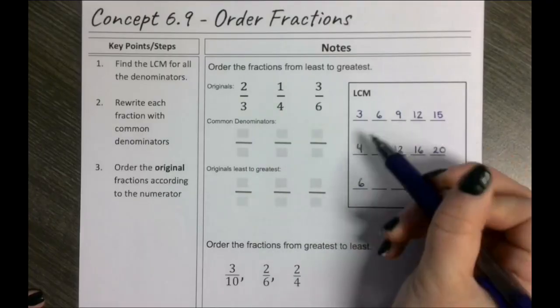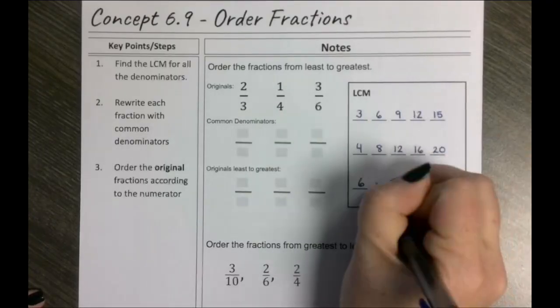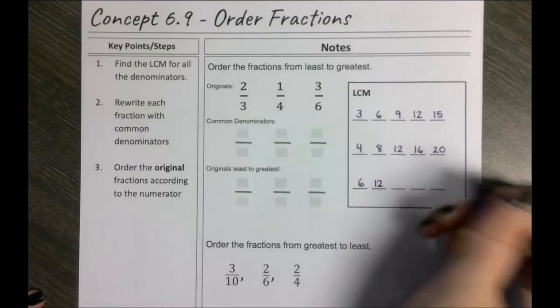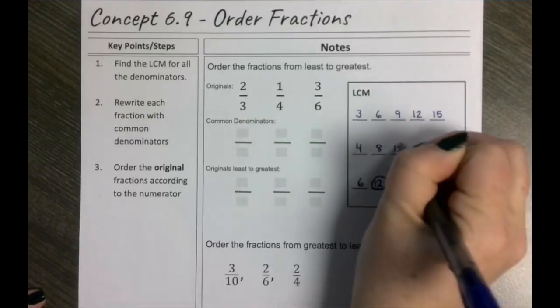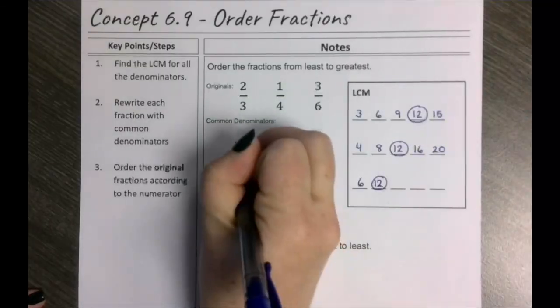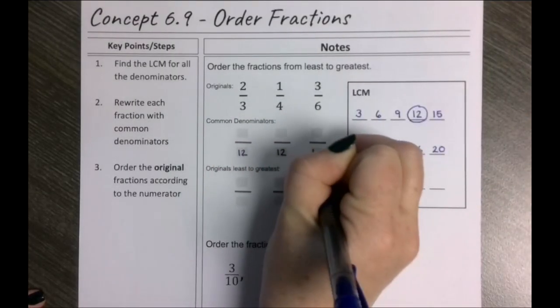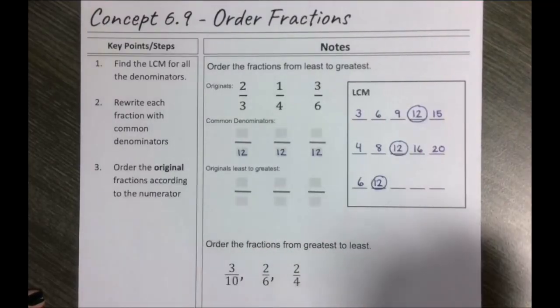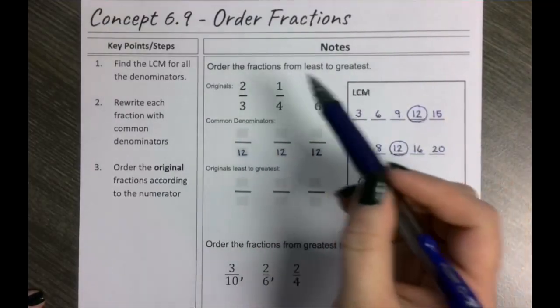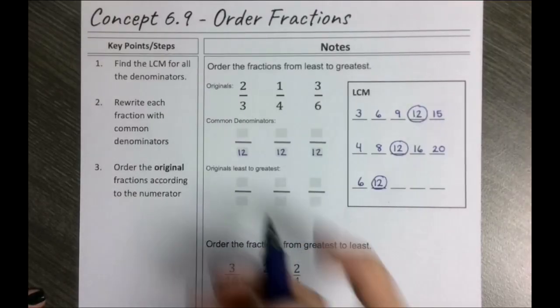So 6, yes, we have it in 3, but we don't have it on this row. And we look at 12, we've got it on all 3. So we know that our common denominator is going to be 12. It's going to be in all of them. Now I've got to actually do the math. So I'm going to use this little space here to do the math.